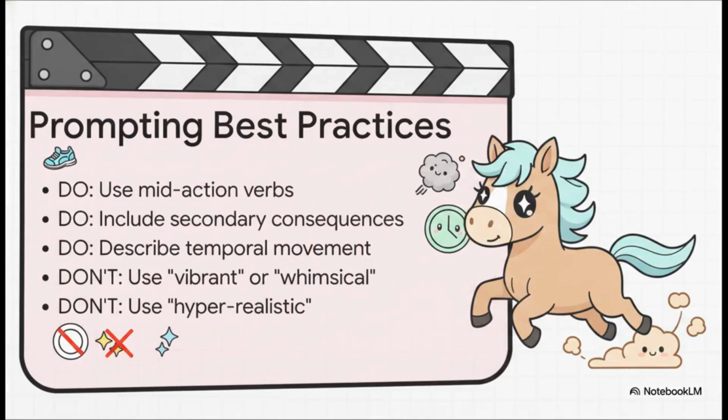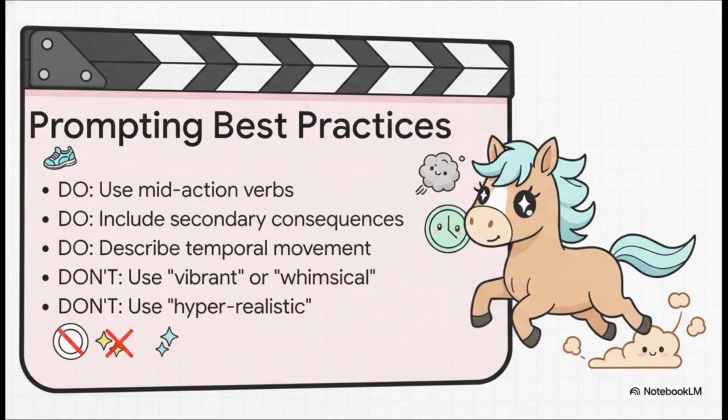Now, Luma does have some unique quirks you need to know about. For the best results, do use mid-action verbs, like running instead of begins to run. Also, definitely include secondary consequences. So if a horse is galloping, describe the dust getting kicked up or the wind blowing in the rider's hair. You also want to describe temporal movement, what happens as the scene actually progresses.